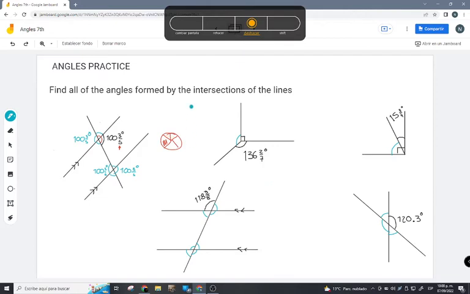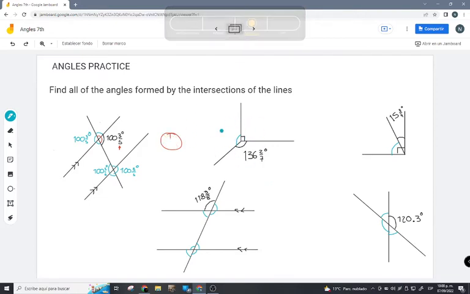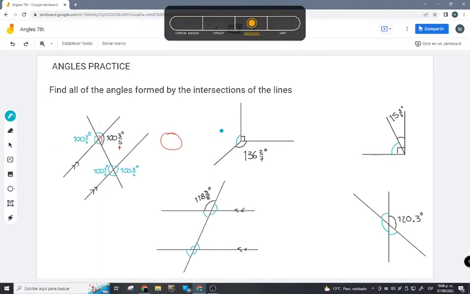Well, meanwhile I finish erasing, let's think about this one. In this case, we don't have parallel lines. We just have three different angles that are adjacent to each other. Okay, and we know the measure of two of them.